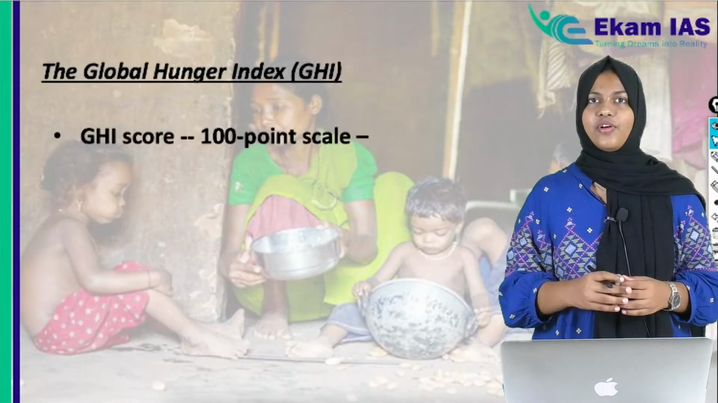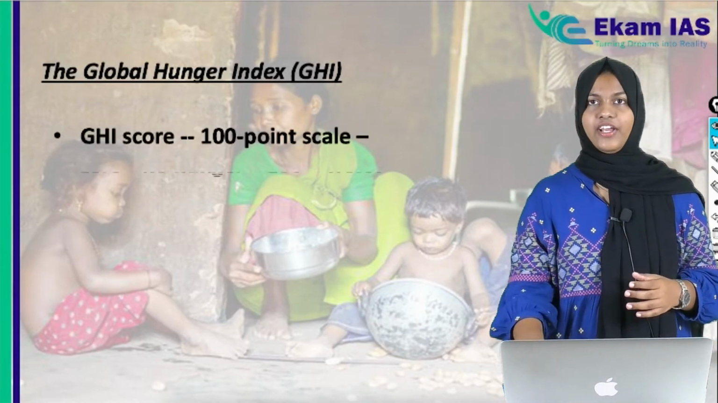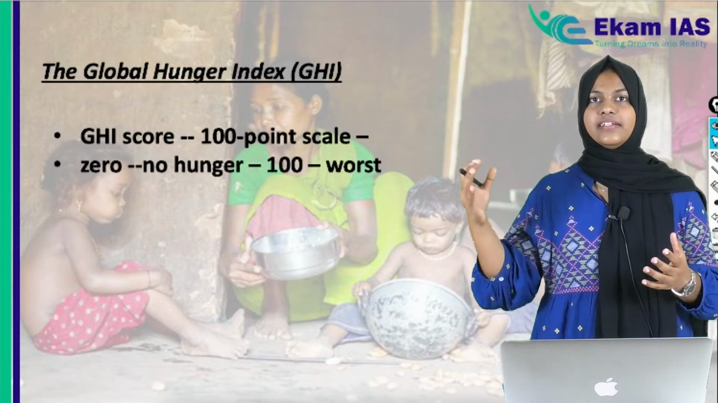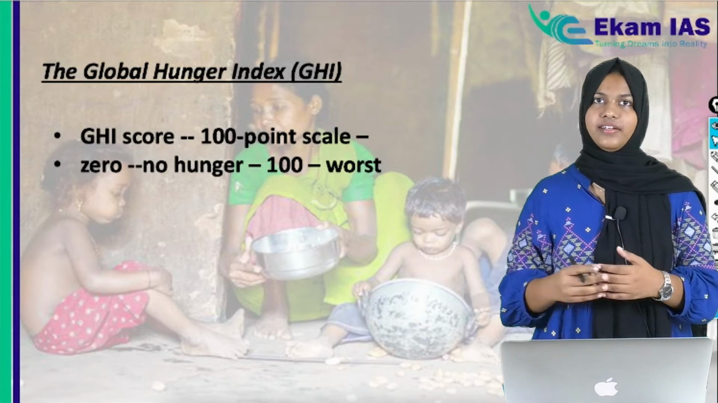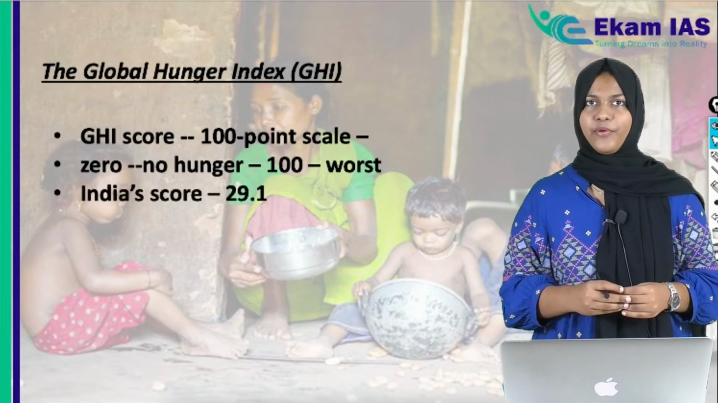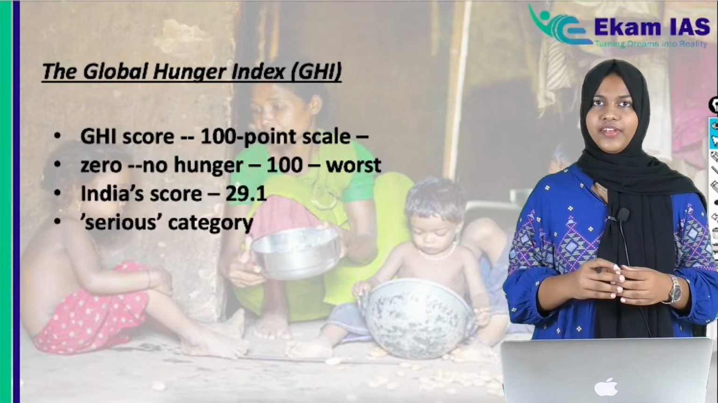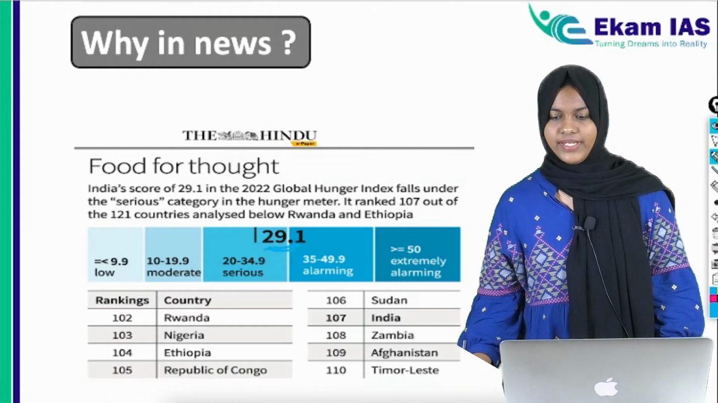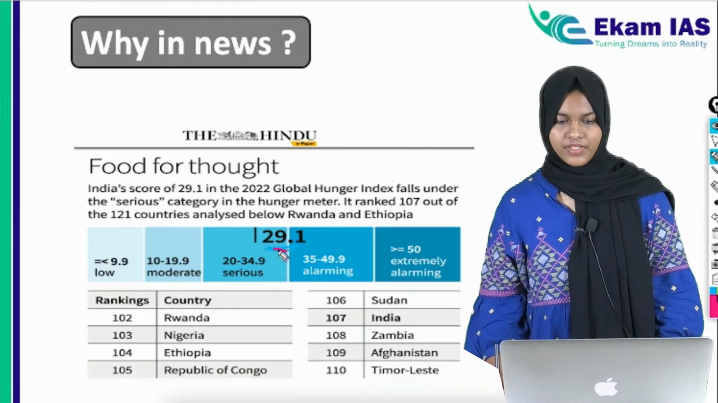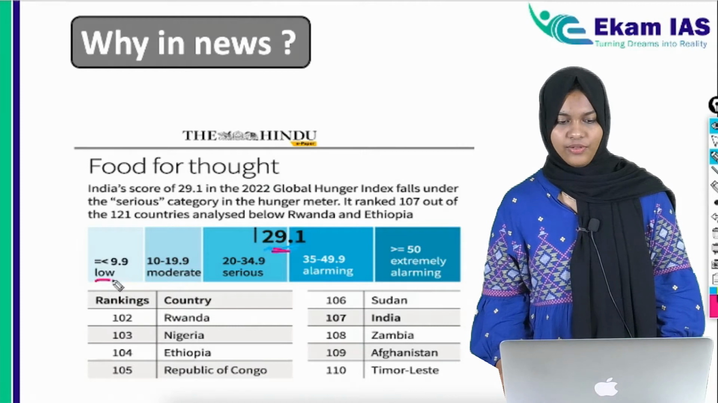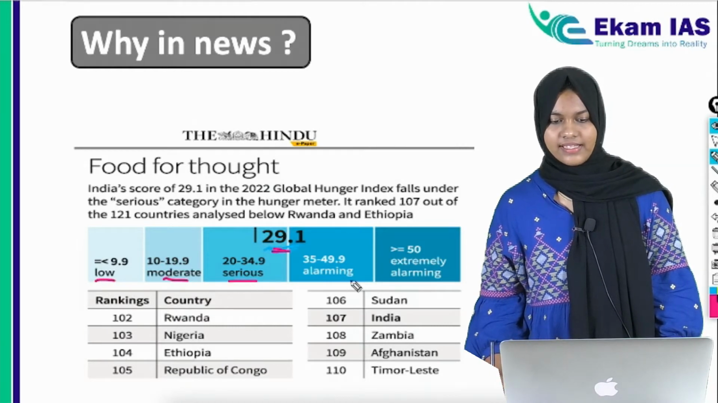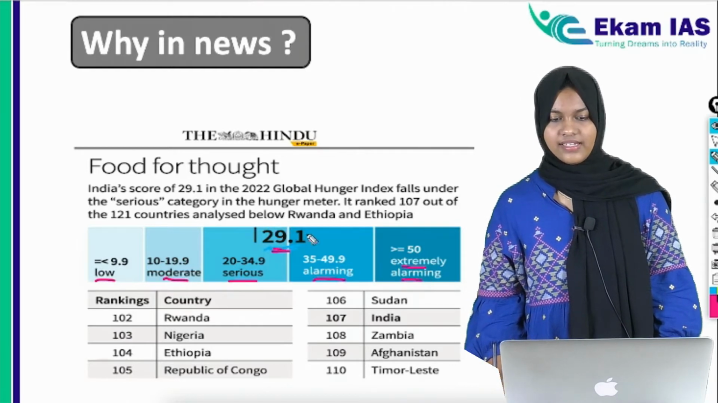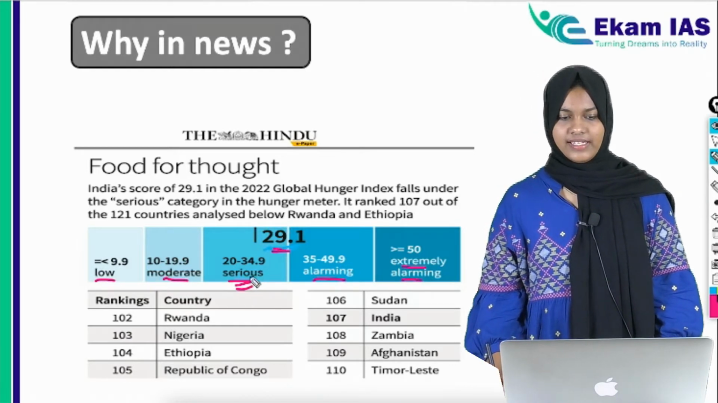Alright. The GHI score is calculated on a 100-point scale where 0 is the best, that means there is no hunger, and 100 is the worst, that is more hunger. In that, India's score is 29.1 and it comes under the category of serious. If we go back to the news, we can see that India's score is 29.1. These are the categories: low, moderate, serious, alarming and extremely alarming. Since India is in this range, we come under the category of serious.